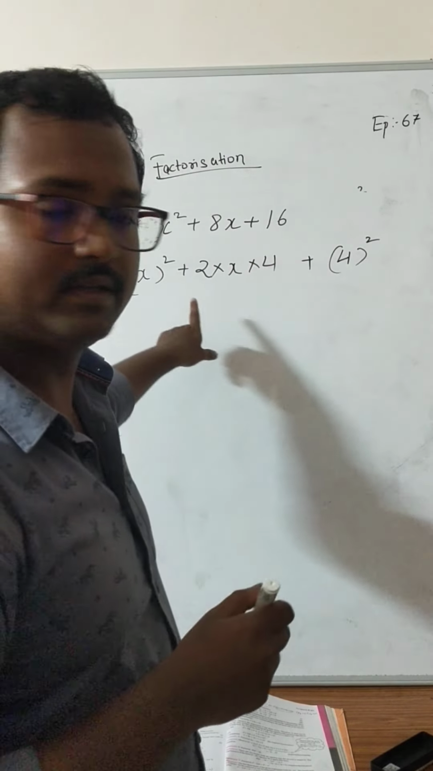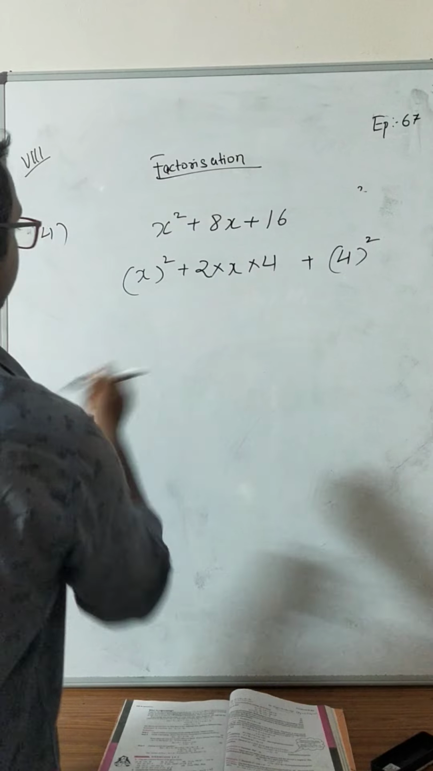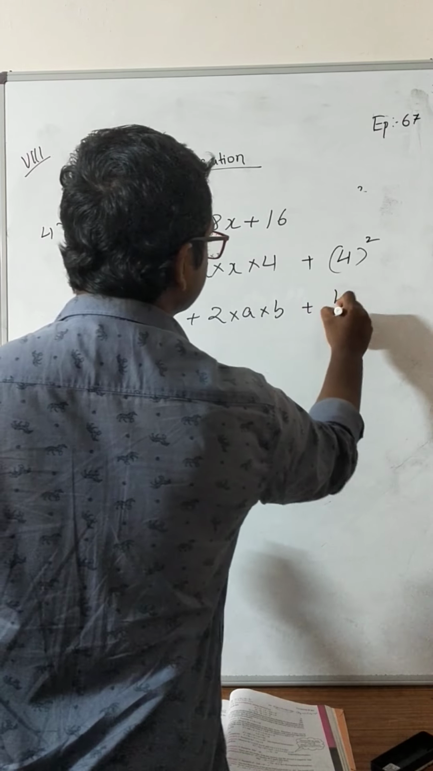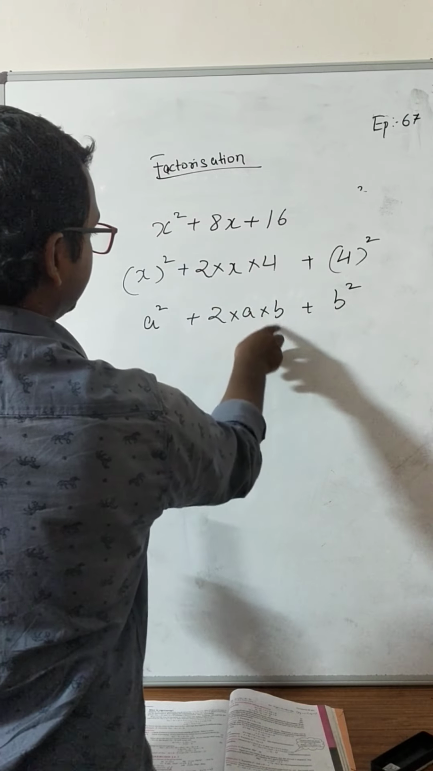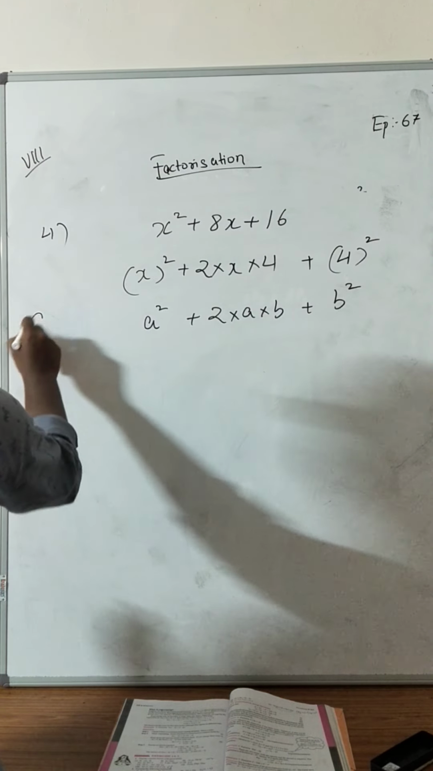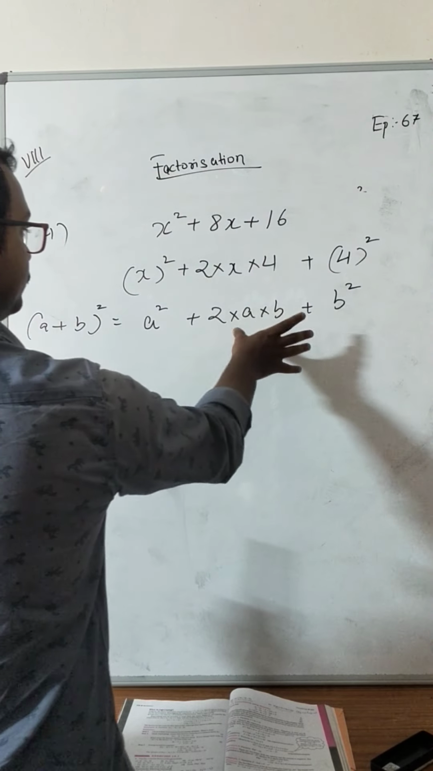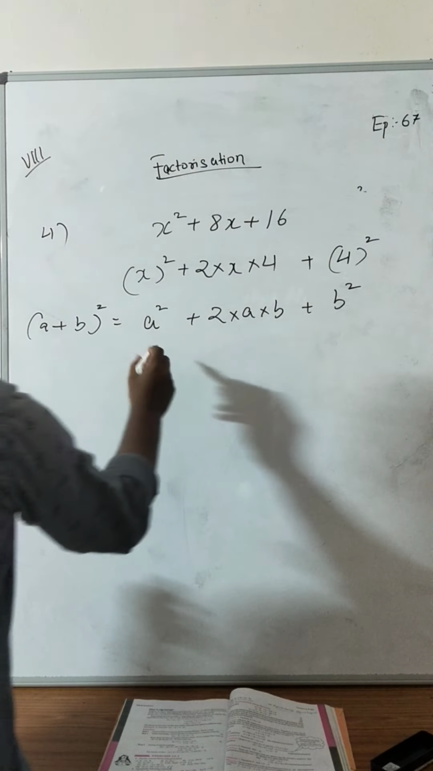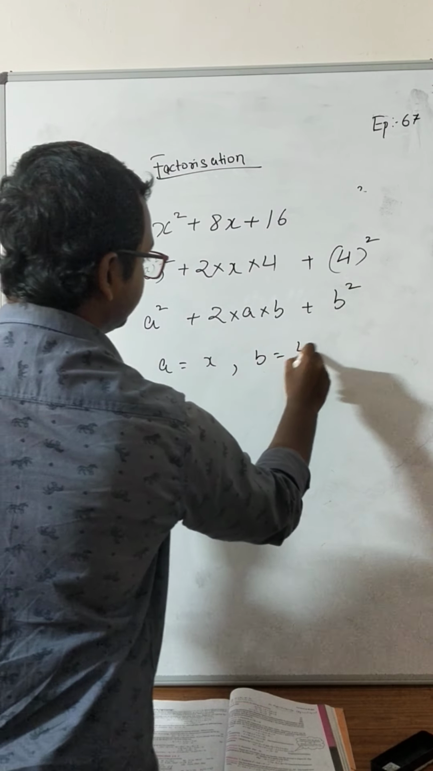Once you look at this, you can easily identify that this is actually a square plus 2 into a into b plus b square. So this is actually the formula of (a plus b) whole square. If we have a term which is a square plus 2ab plus b square, then we can write it as (a plus b) whole square, where from here we can easily identify that a is x and b is 4.